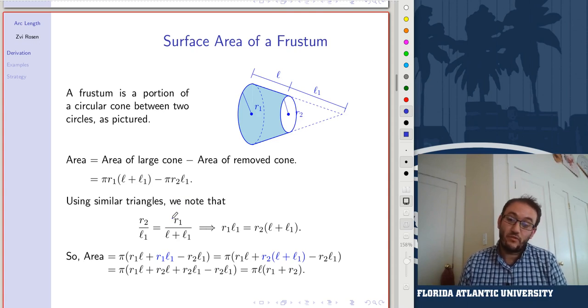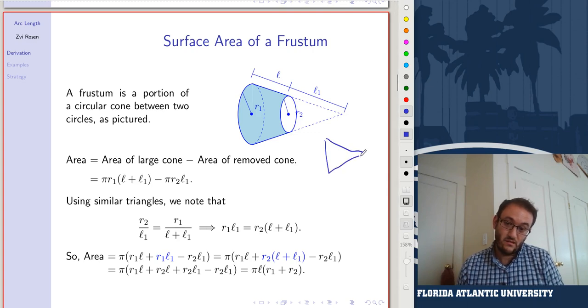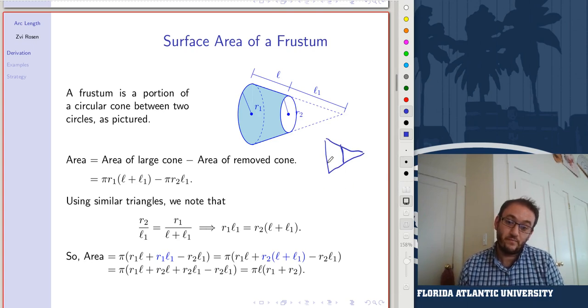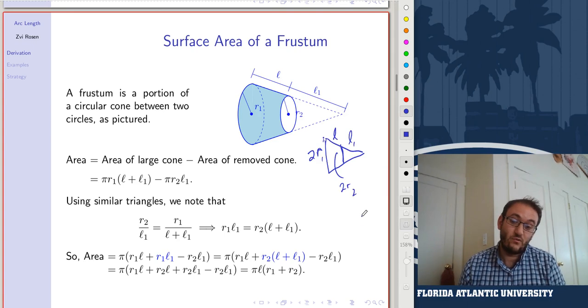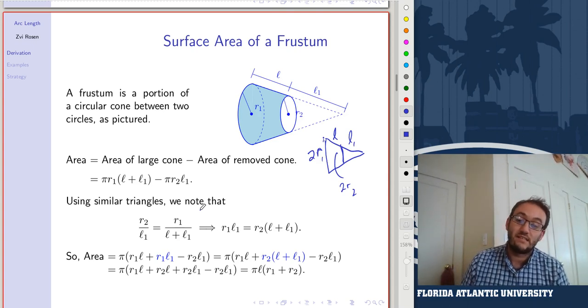Using similar triangles, we note that r2 over L1 is equal to r1 over (L plus L1), because we have these corresponding triangles. These are similar, the smaller one and the larger one. This is 2 r1 and this is 2 r2. This is L, and L1 means that the large length is L plus L1 and the small length is just L1. So that's what gives us this equation. And it implies that r1 L1 is equal to r2 times (L plus L1).